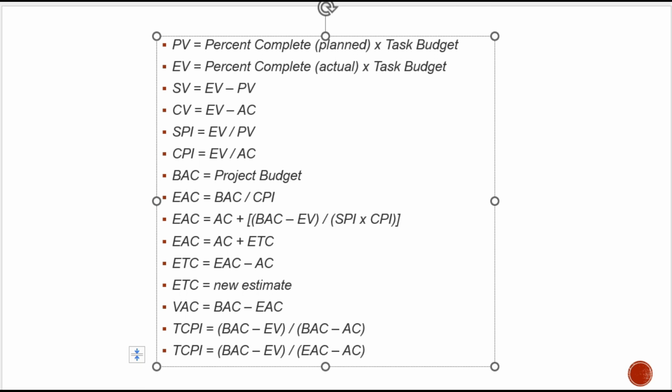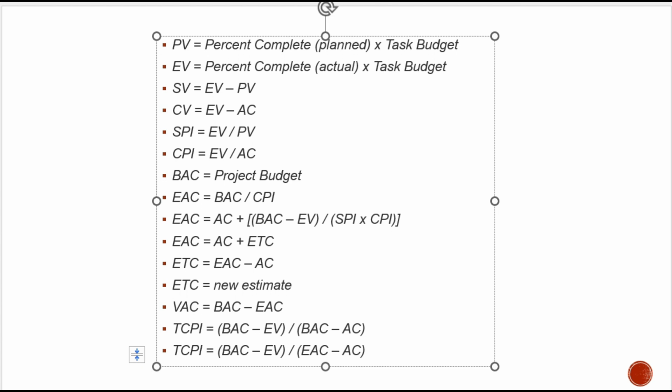Now, there are also some other factors like estimate to complete. It represents the expected cost required to finish all the remaining project work from this point forward. It excludes the already incurred cost and focuses solely on the future expenditure. This is based on the past performance, and this approach assumes that the future performance will mirror the past performance.